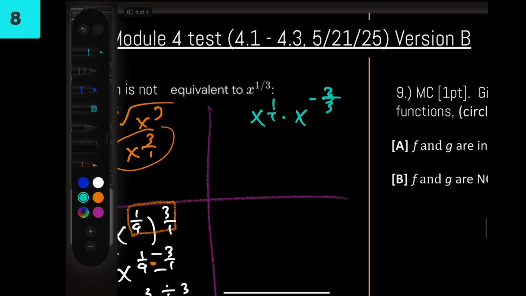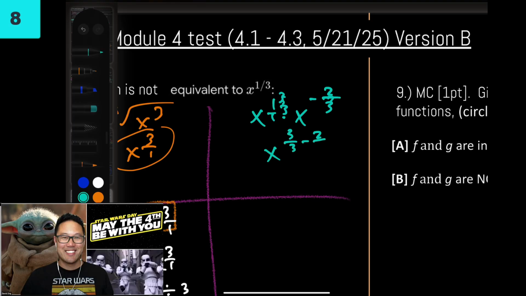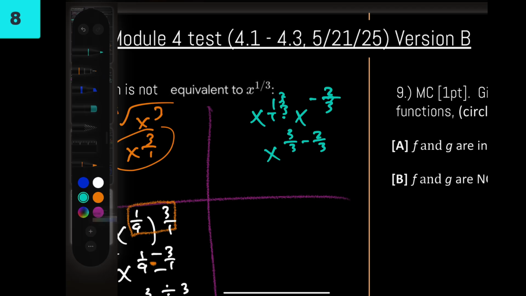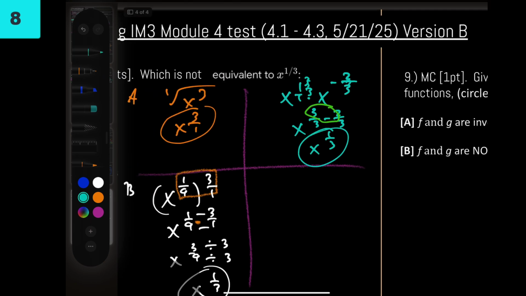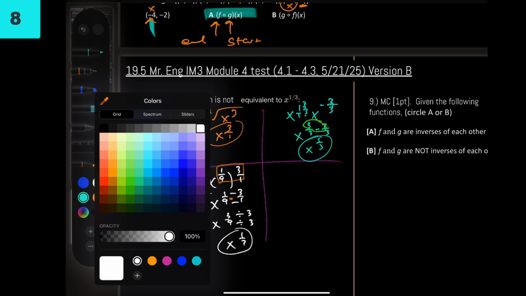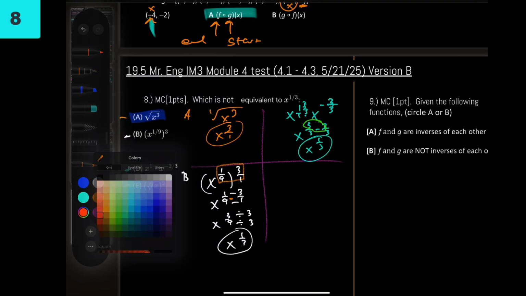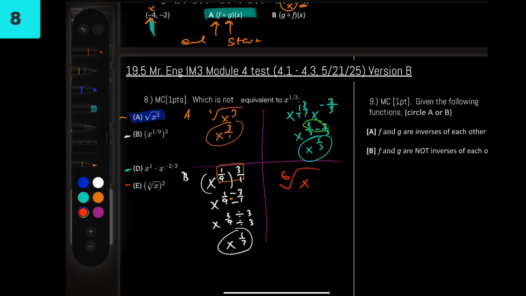Okay, we can make this a fraction and multiply by 3/3. So that'll become x to the 3/3 minus 2/3. You just subtract the numerators, and then you will get x to the 1/3. And then the last one, E. Okay, first I'm going to convert it, so I get x to the 1/6. And then I can just multiply, because it's a power rule, 2/6, which is 1/3.